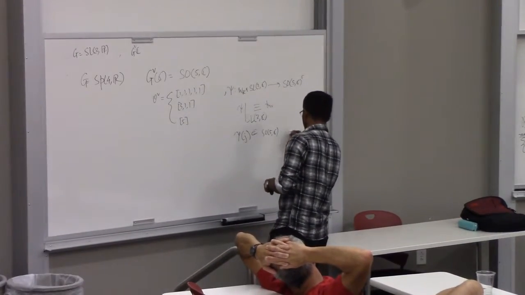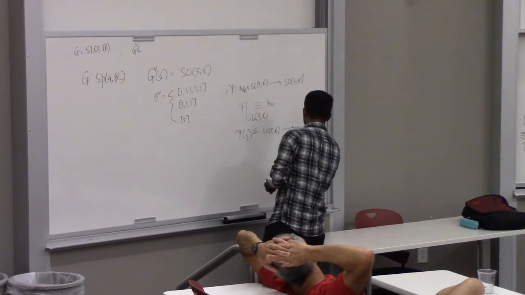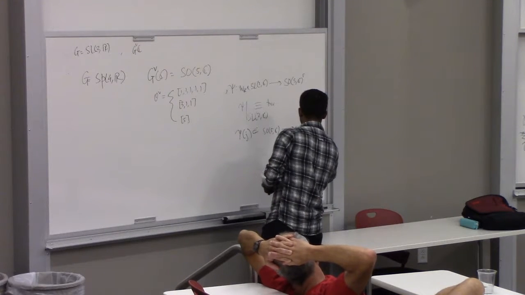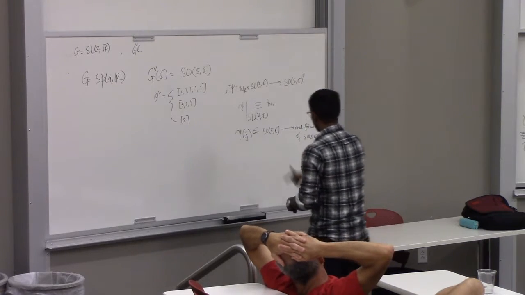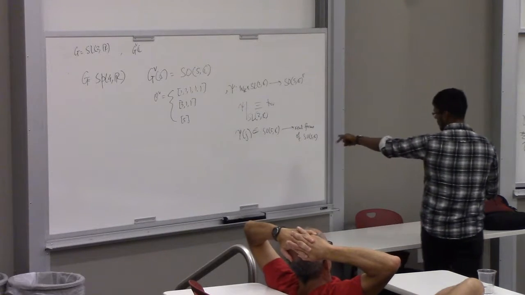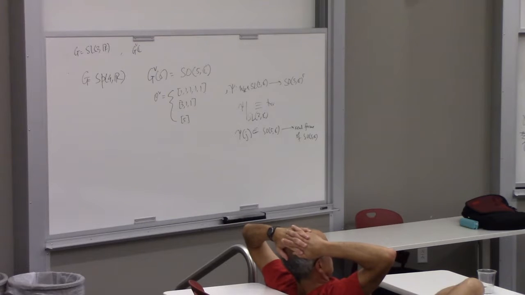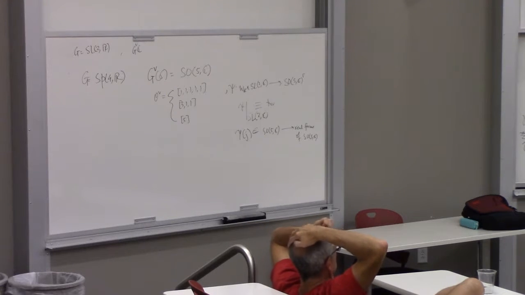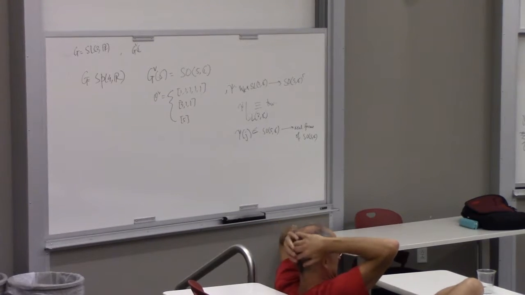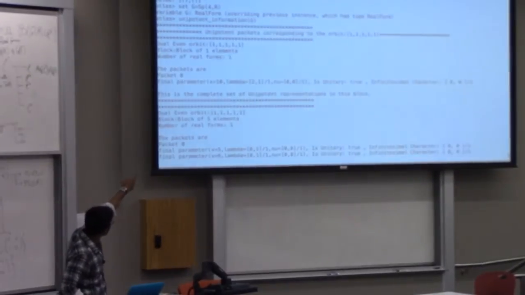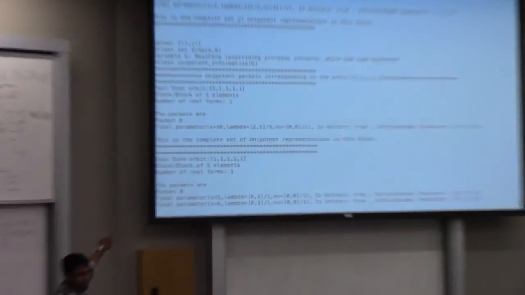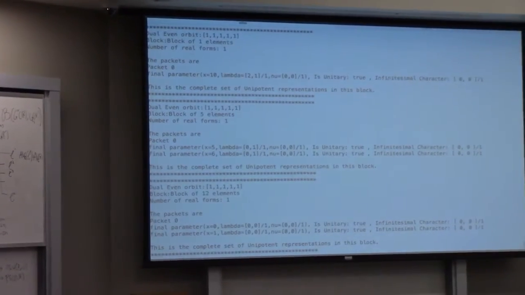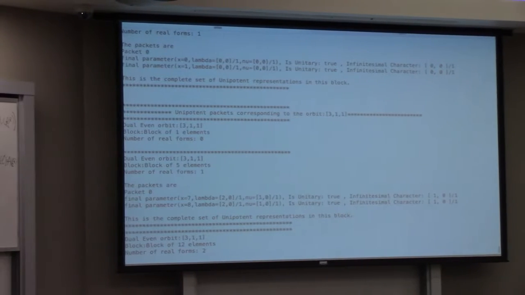And this essentially is going to give you all the real forms of SO5C. I mean, it gives you the strong real forms, but this is an adjoint group, so that works out to be all the real forms of SO5C. Which means for every real form of SO5C, I will get another packet for the orbit 1,1,1,1,1. Moving on to the next orbit here.